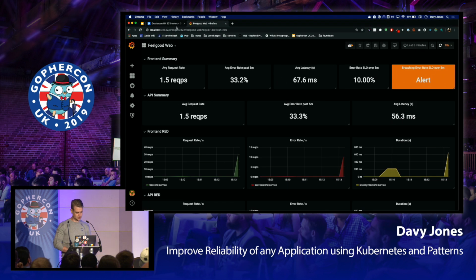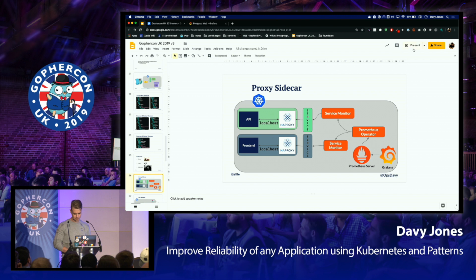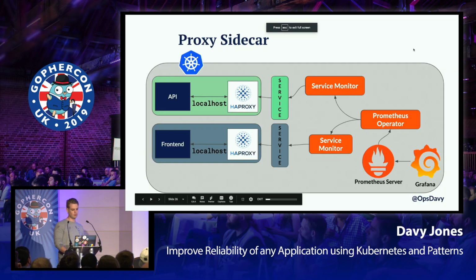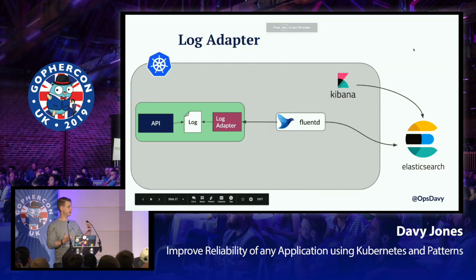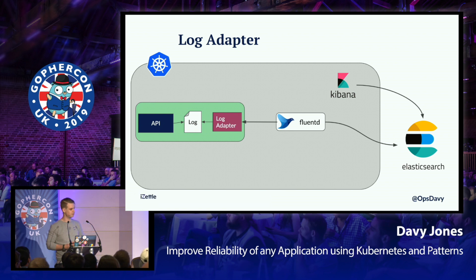So that then leads us on to our second pattern, which is the log adapter, or the adapter pattern. The adapter pattern obviously isn't just for containers. It's one of the 24 Gang of Four patterns. But essentially, as the name suggests, it adapts one format into another. Kubernetes wants to have its logs come in standard out, but our API is actually logging to a file. So we need to have the adapter take the file format and put it out to standard out.